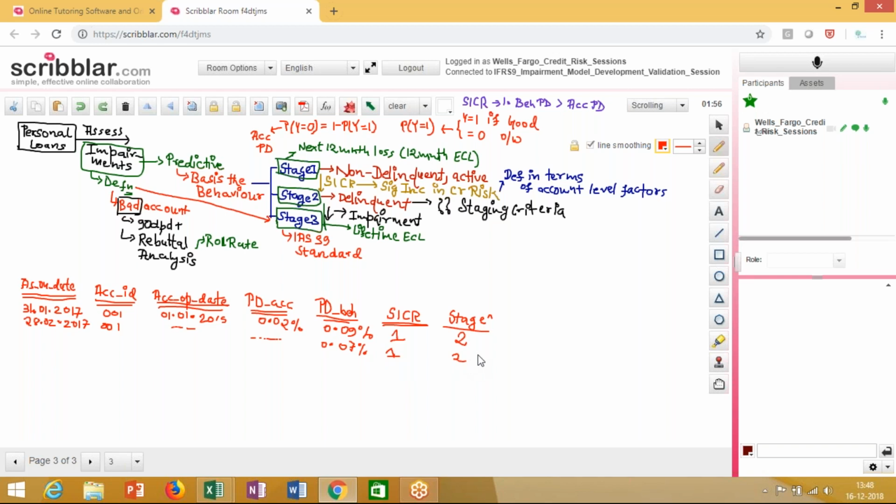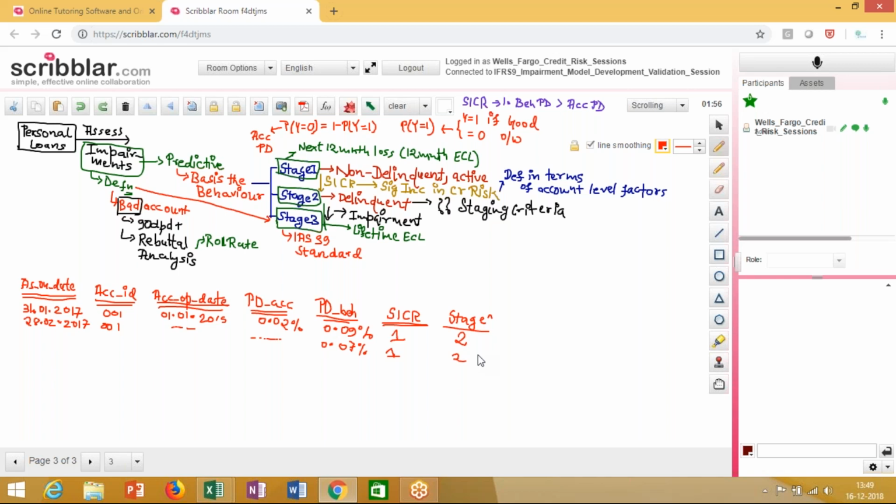Since it did not hit the bad definition, you can also have a performance bad flag over here, and you can see whether it hits the bad definition, if it is 90 days past due or something like that. Then you say, okay, it has moved from stage 2 to stage 3.